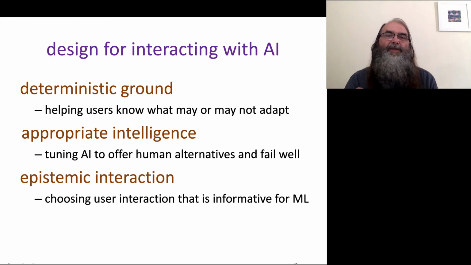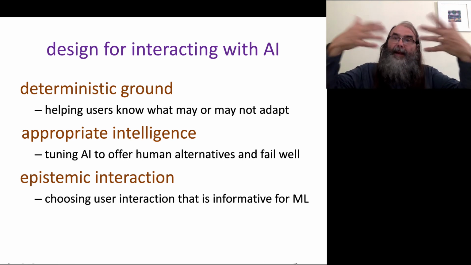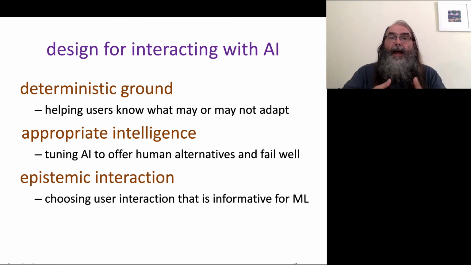And in epistemic interaction, sometimes we might want to choose a user interaction pattern that isn't the absolute best, but actually gives more information for machine learning. Just like as people, we sometimes say extra things that we don't need to say, but in order to make things easier for the other person and to fuel that interaction, to make us work better together.